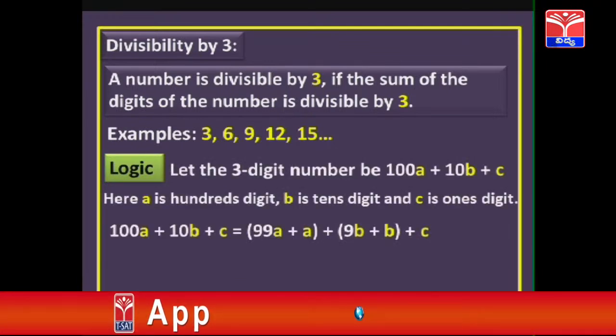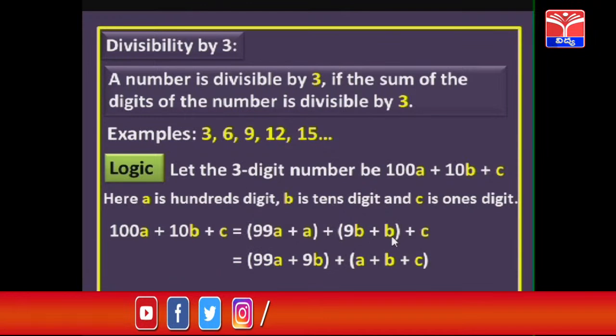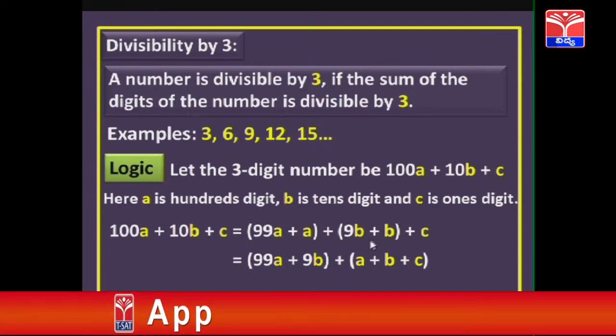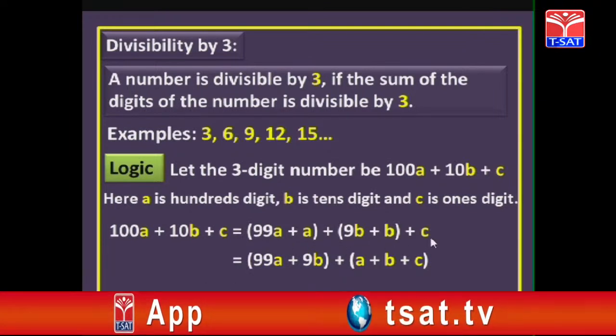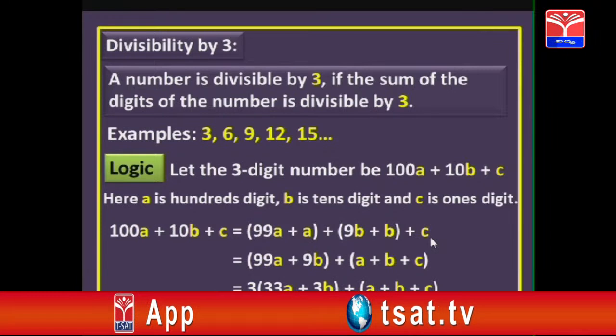In this 3-digit number, I am going to split 100A as 99A plus A. So, this gives back again 100A, right. Now, 10B I am writing as 9B plus B. Again I will rearrange them. So, I get 99A plus 9B, which I am taking separately, and then we are left with A plus B plus C.